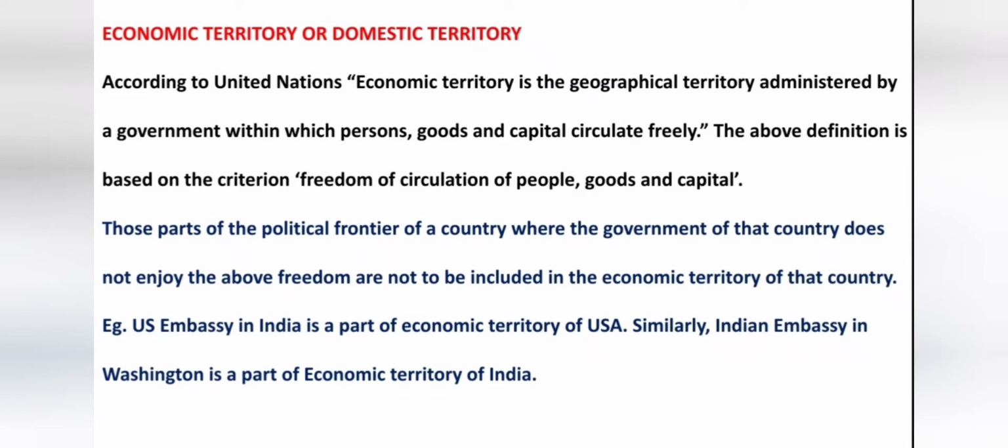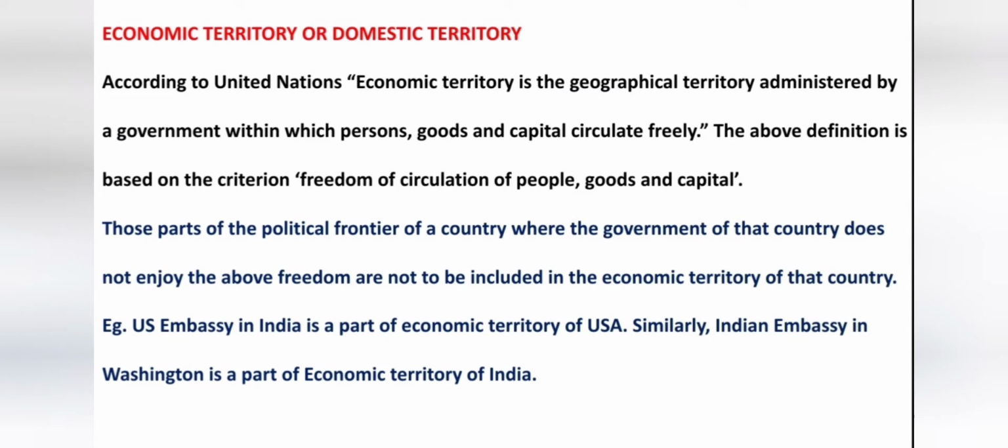Government of India does not enjoy the above freedom in the foreign embassies located within India. So these are not treated as a part of economic territory of India. They are treated as part of economic territories of their respective countries. Ships and aircraft owned and operated by normal residents between two or more countries. For example, Indian ships moving between China and India regularly are part of domestic territory of India. Similarly, the planes operated by Air India between Russia and Japan are part of domestic territory of India.